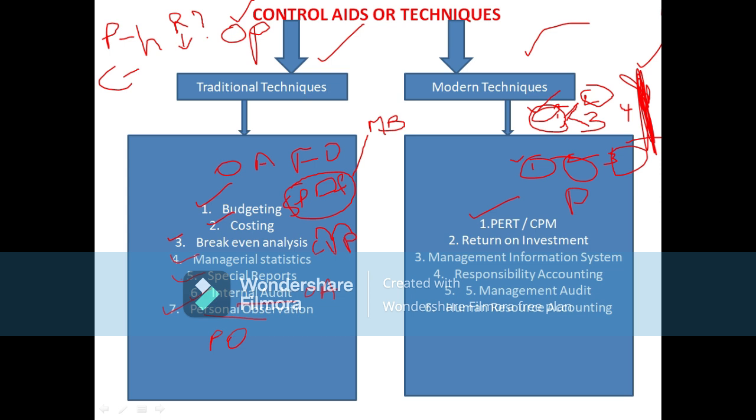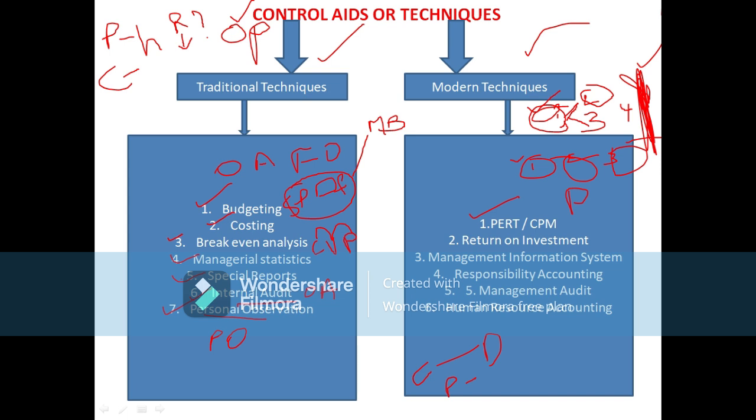PERT and CPM are based on the same principles. The difference between the two is that CPM assumes the duration of every activity to be constant, but PERT allows for uncertainty of duration of activities. There will be uncertainty under PERT.